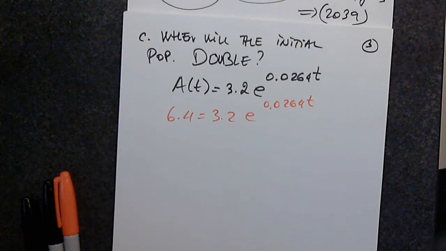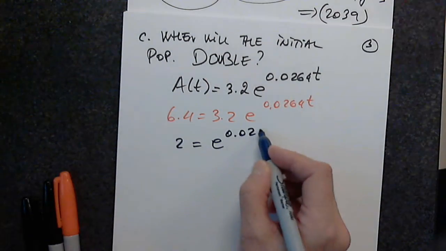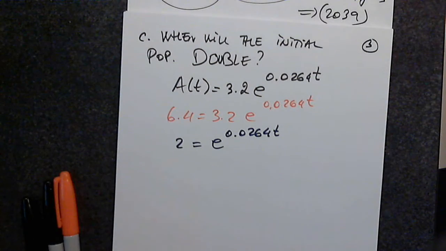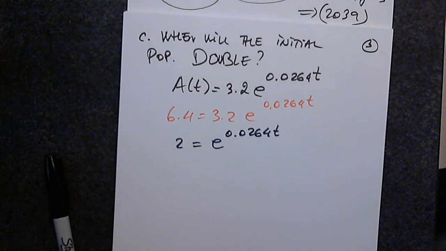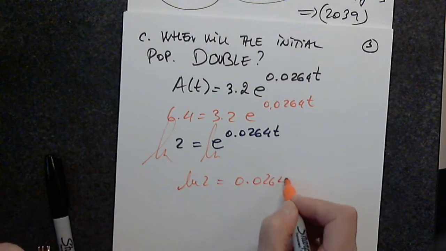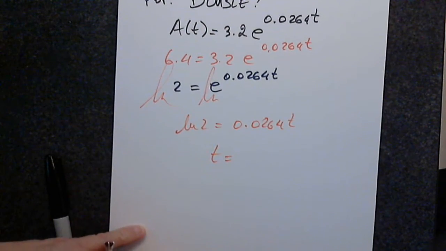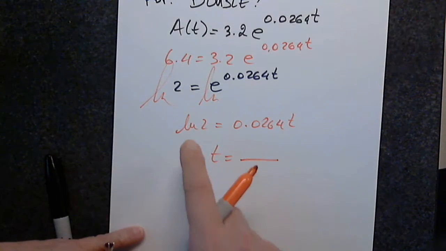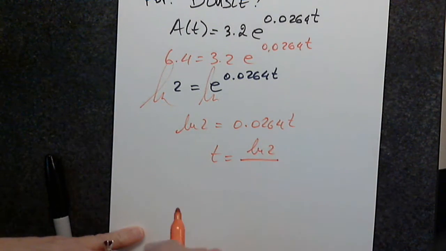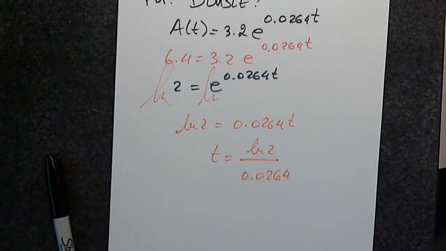What do we need to do first? Very good. So I know the answer. It's 2, right? e to 0.0264t. What now? Good. So natural log 2 equals 0.0264t. So then t equals natural log 2 over 0.0264. Okay. So let's see how many years since 2000 this population needs to double.